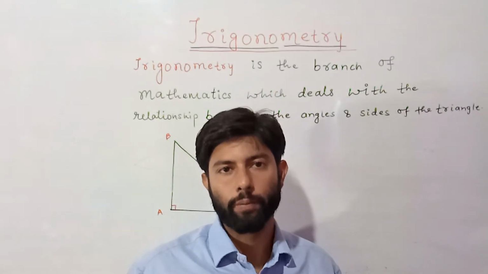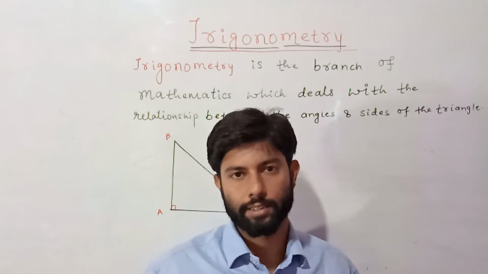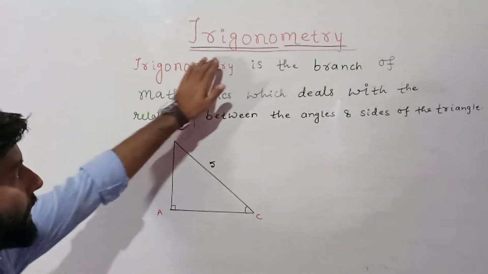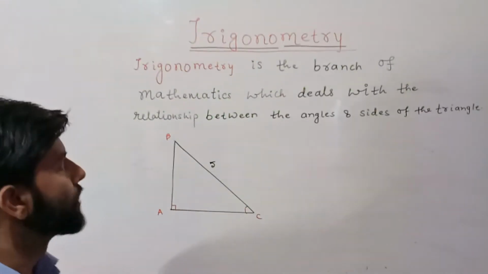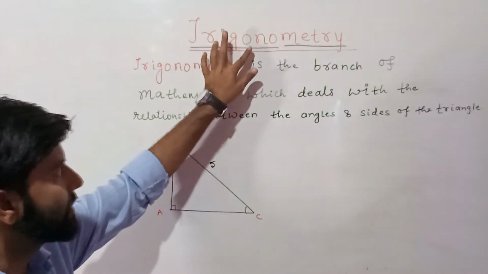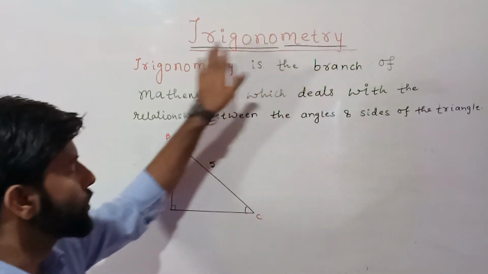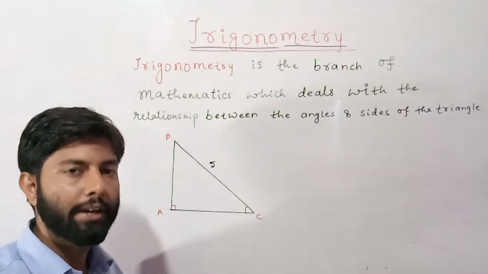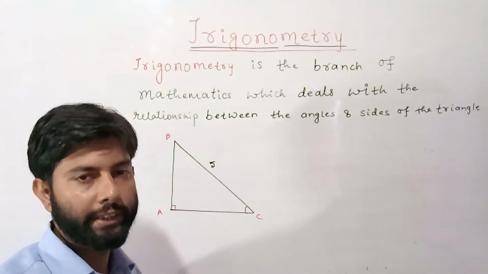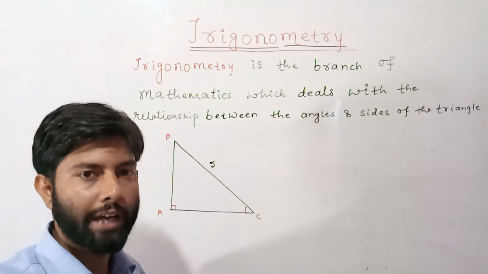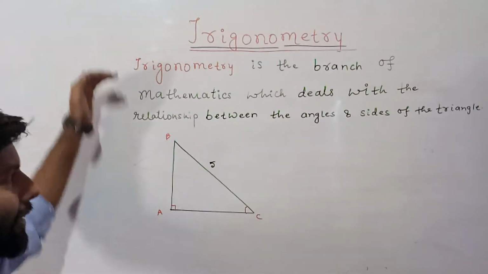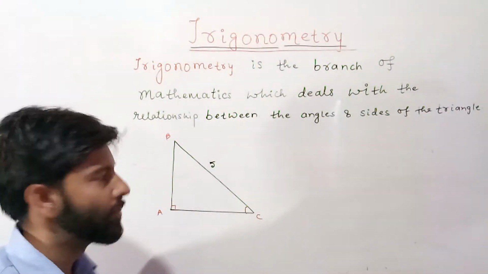Today we will be learning trigonometry. Let's start. First of all, trigonometry. Trigonometry is made up of two words, that is trigono and metry. Trigono means triangles, metry means measurement. So by combining we can say that trigonometry stands for measurement of angles of triangle or measurement of dimensions of triangles.